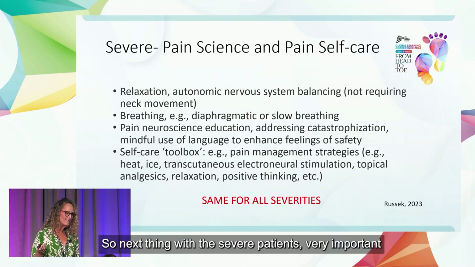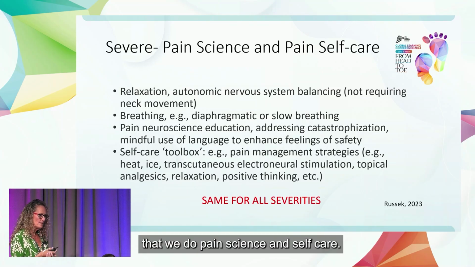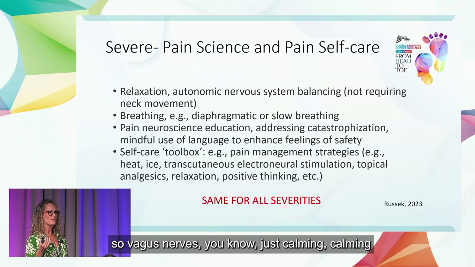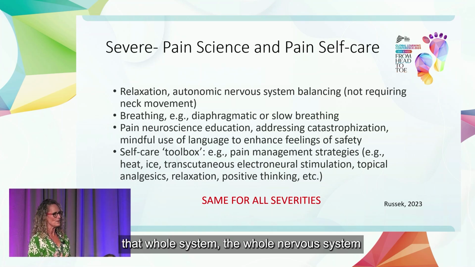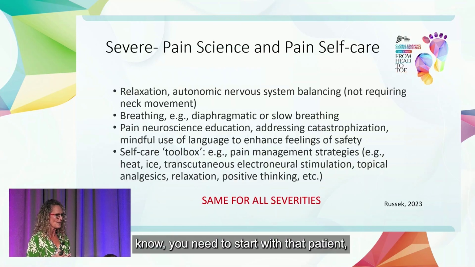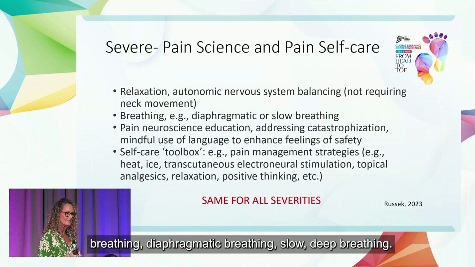So next thing, with the severe patients, very important that we do pain science and self-care. So here again, relaxation, autonomic nervous system. So vagus nerves, just calming that whole system, the whole nervous system. That may be where you need to start with that patient. Breathing, diaphragmatic breathing, slow, deep breathing.